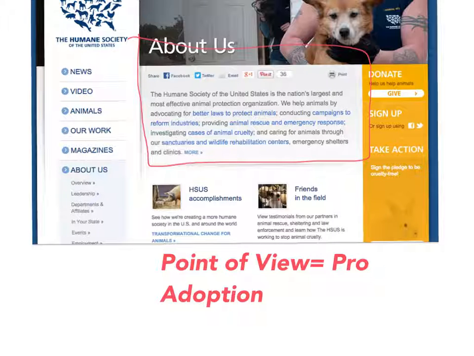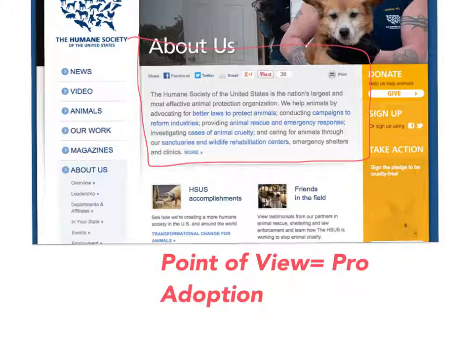So to find out what they're all about and more about what agenda they might be trying to get across, I'm going to again click on that About Us tab. And let's see what it says about the Humane Society of the United States. It says, the Humane Society of the United States is the nation's largest and most effective animal protection organization.